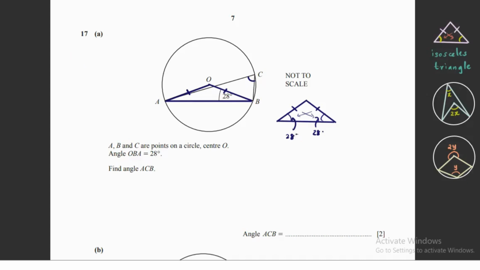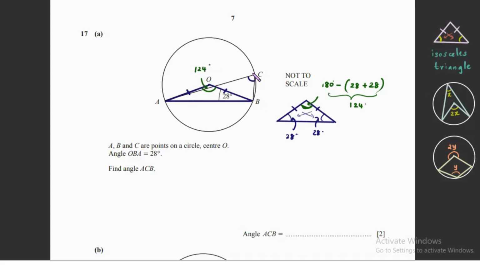Using these two angles, I can find the value of this angle now, because the angle sum of a triangle is equal to 180 degrees. So from 180 degrees, I can deduct these two angles, which are 28 and another 28. When I deduct 28 and 28 from 180, I get the value of the angle as 124 degrees. This 124 degrees is the value of the angle AOB. So this is 124 degrees.